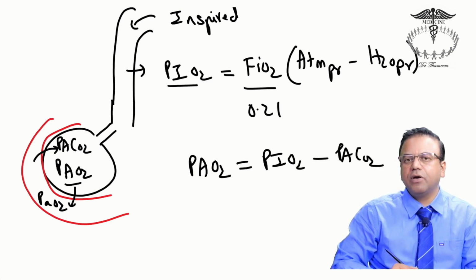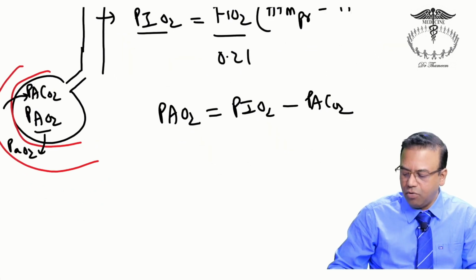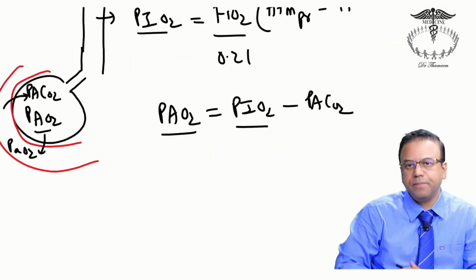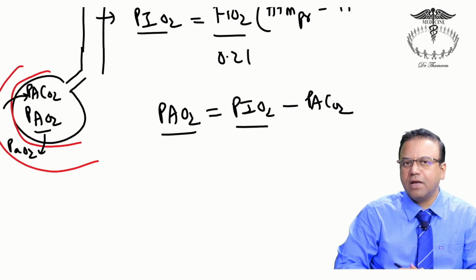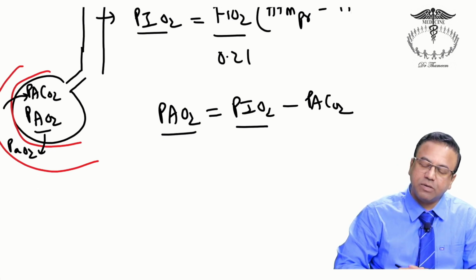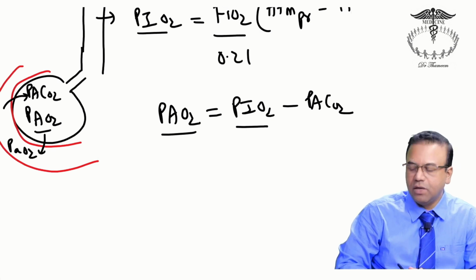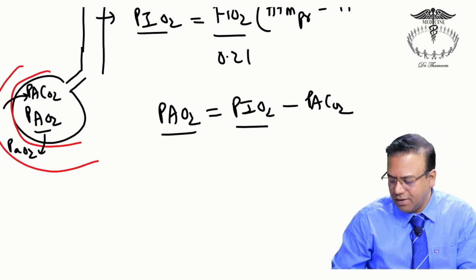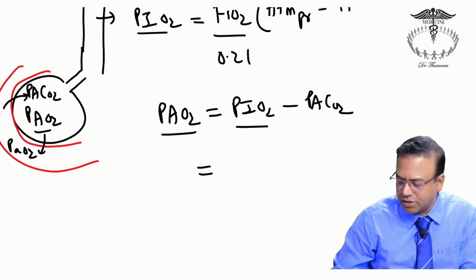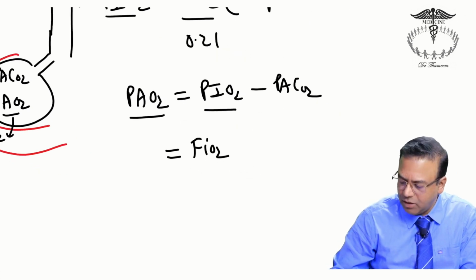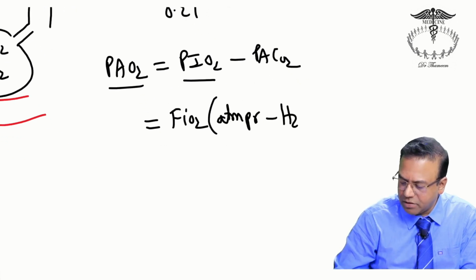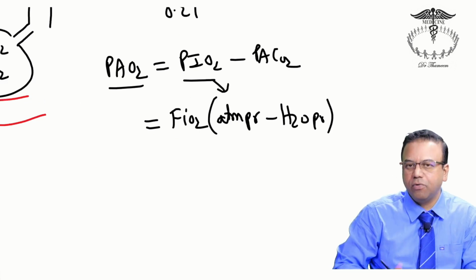Had alveolar carbon dioxide not been there, then PaO2 and PiO2 would have been equal. It's the carbon dioxide that is eating up part of the partial pressure. That's the reason why the alveolar oxygen is getting reduced. So this is a very simple concept to understand: if you are looking at the partial pressure of alveolar oxygen, it's nothing but calculated as FiO2 into atmospheric pressure minus water vapor pressure. Remember, this we discussed is nothing but the PiO2. What I am writing here is PiO2.